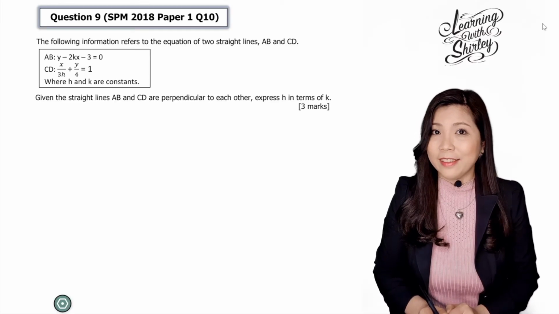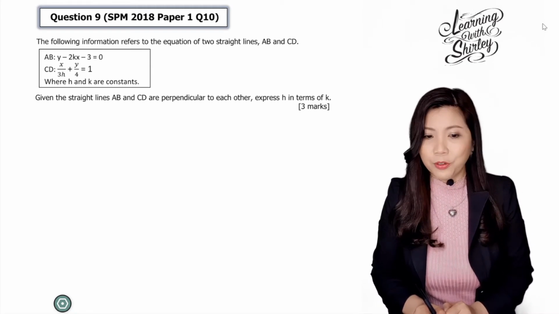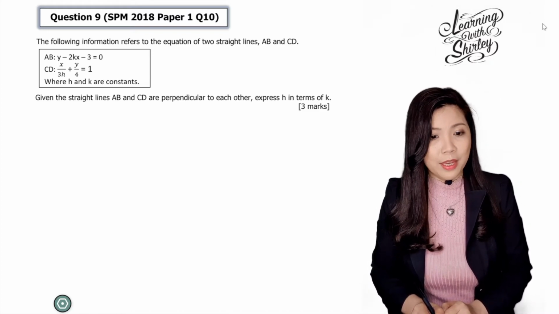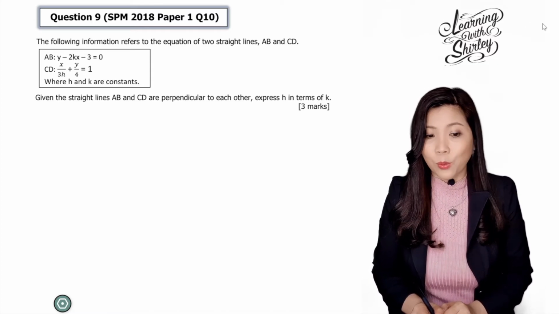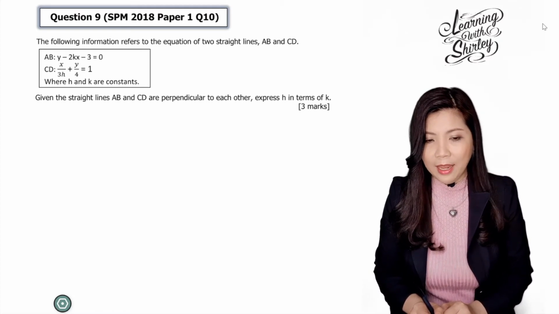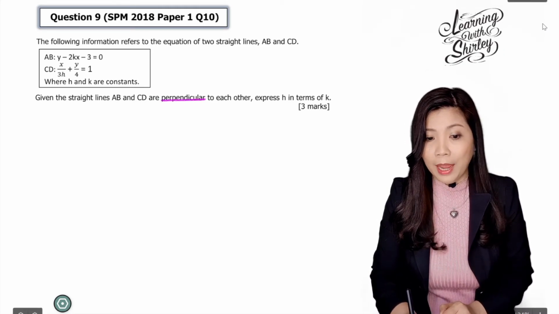Let's look at question number 9. This is SPM 2018, question 10. The following information refers to the equations of two straight lines, AB and CD. For AB, y minus 2kx minus 3 equals 0, and for CD, x over 3h plus y over 4 equals 1, where h and k are constants. Given the straight lines AB and CD are perpendicular to each other, the keyword here is perpendicular.